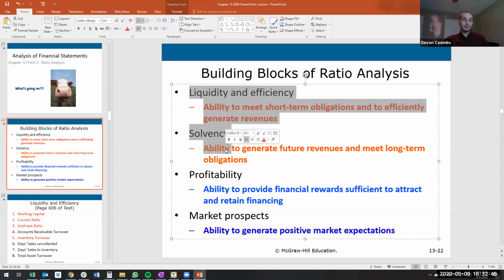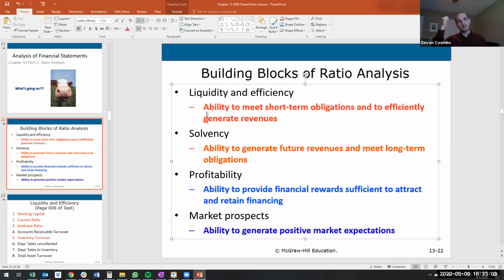Or you could be both liquid and solvent, which is ideal. And that's how a business can move forward. If any of these are an issue, you need to fix it quick. Liquidity, you normally need to fix through getting loans. You need to fix it through raising capital through investments. If you're illiquid but solvent, you need to find a way to raise capital in order to save yourself over the next year.